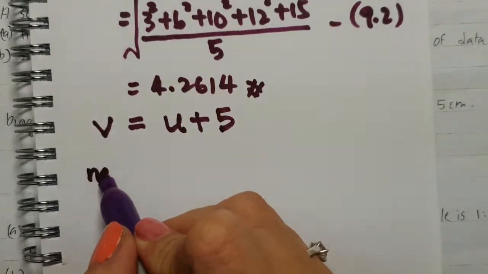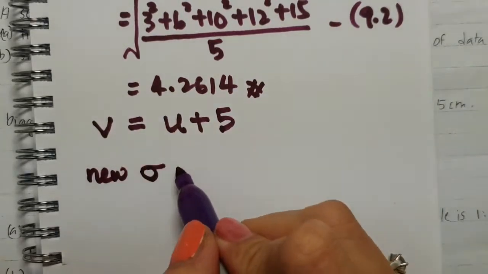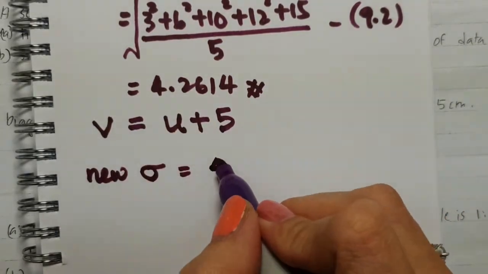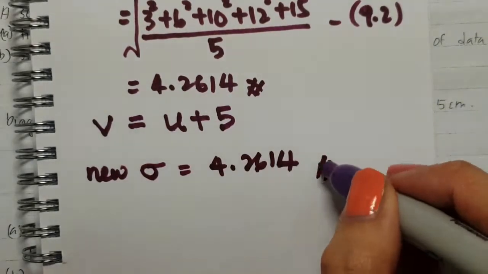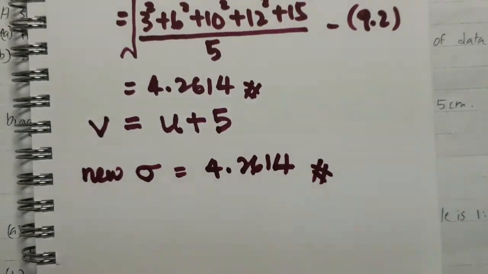So the new standard deviation will still equal 4.2614. That's it. Nothing changes unless you are multiplying something. Otherwise, when you add or subtract anything, there is no change to our variance, no change to all the measures of dispersion. They will have no effect from any addition and subtraction.